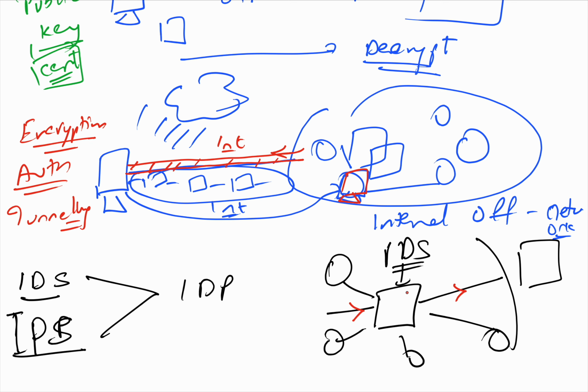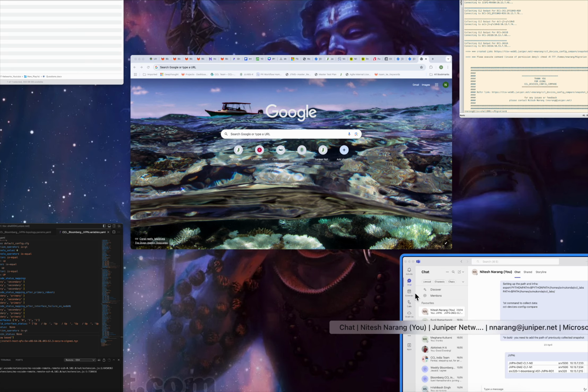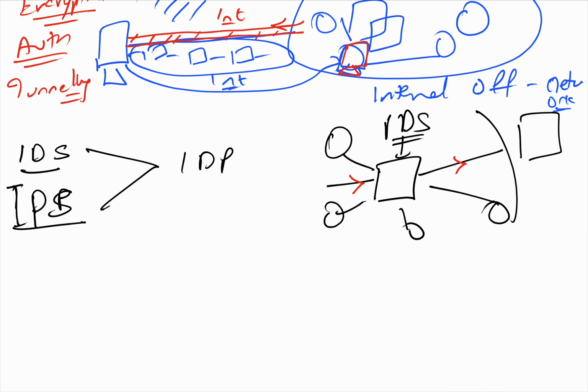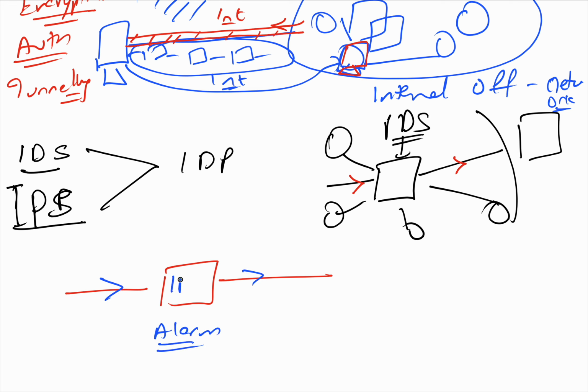Now, how does the IDS work? Again, I have a separate video on it. If somebody wants to check it out, go ahead. But basically what it means is, if you have a device and a packet which is not meant to go in goes through, it will create an alarm. This is the IDS.